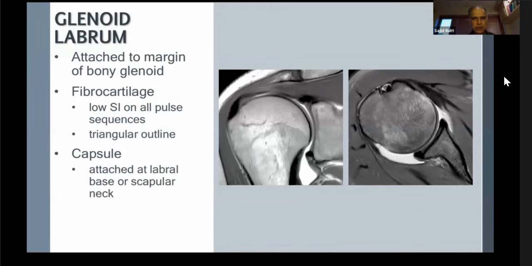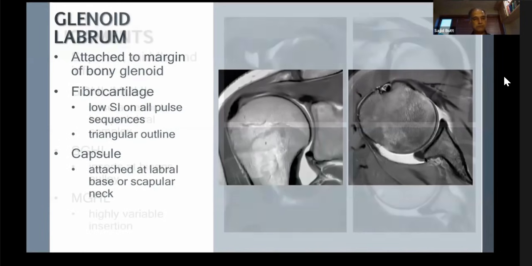The shoulder joint capsule posteriorly is attached right at the junction of the labrum and the bone, and anteriorly it's attached on the scapular neck, a bit medial to the glenoid labrum and bone junction. So on the front there is a little bit of a space. At the back it just attaches directly onto the labrum and bone junction.